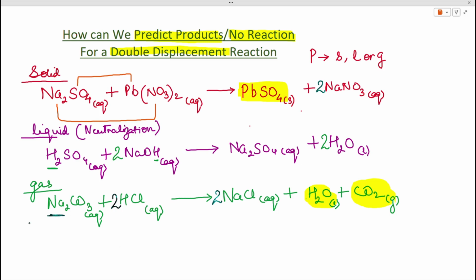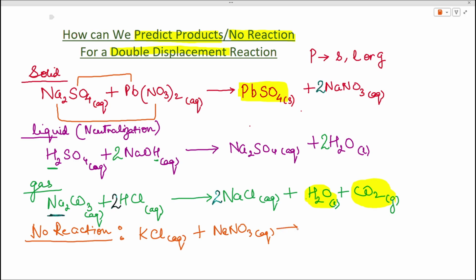Now we'll take a case where there is no product formed. If I take KCl, which is aqueous, and make it react with NaNO3, which is again aqueous, we know that it's going to be the exchange of ions. So potassium will go with nitrate and sodium will go with chloride. Now if you see the solubility chart, potassium nitrate is soluble in water and sodium chloride is also soluble in water. So both the products are aqueous.